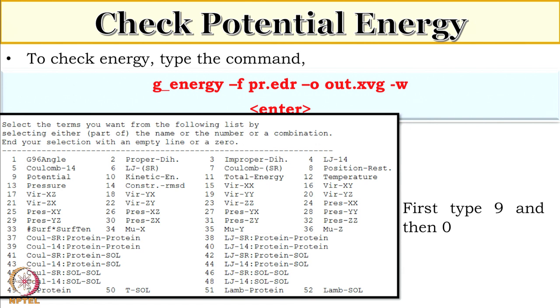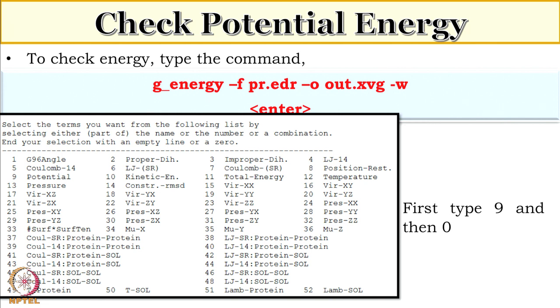One can check these energy values as a function of time. And what are those numbers in the third column? See, the first one says angle. The next one is proper dihedral. What is the 3? The third one is improper dihedral. So if you type 3 and then 0, it will give you the value of improper dihedral as a function of time. Suppose you type 12 and then 0, it will give you the value of temperature as a function of time. And 4 and 0? 4 and 0 will give the Lennard-Jones 1-4 interaction as a function of time. So this is what it means.